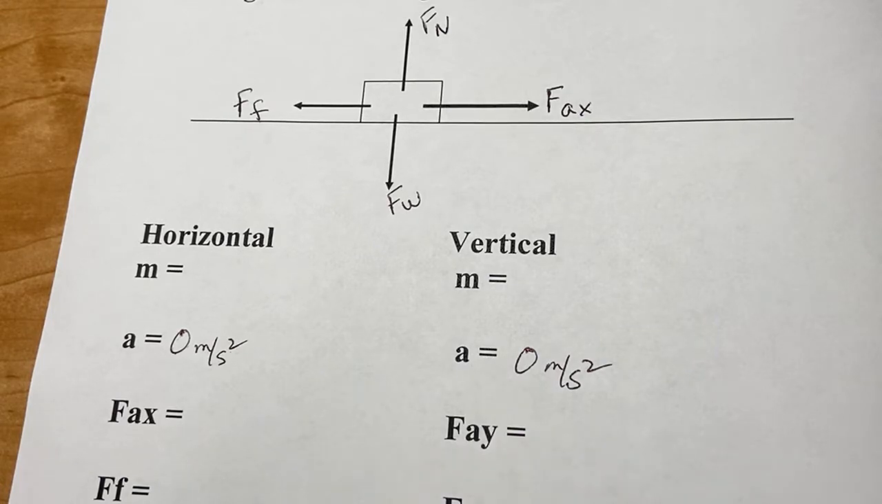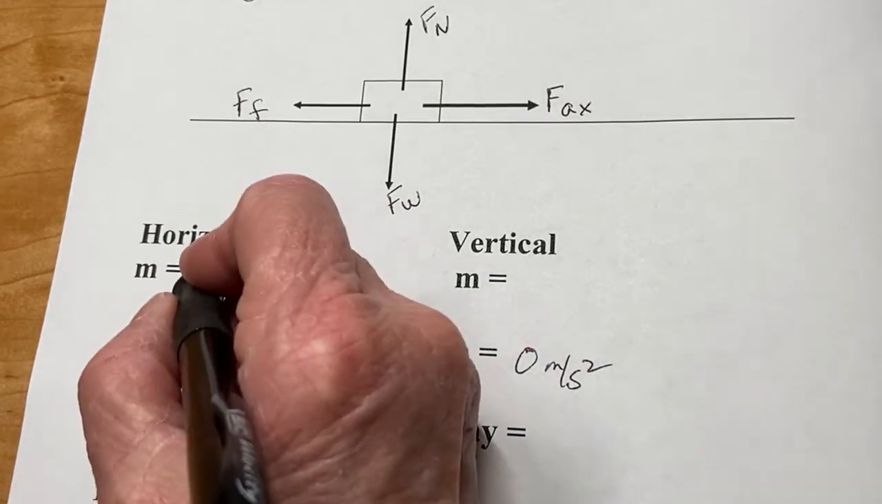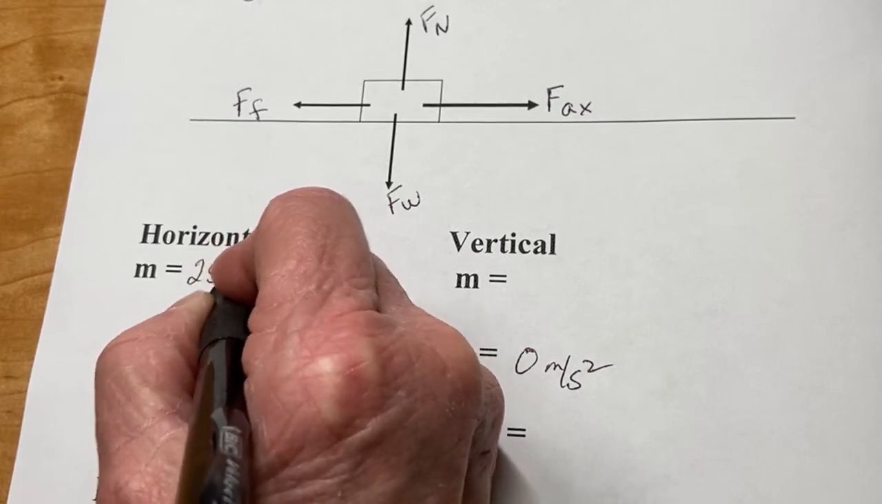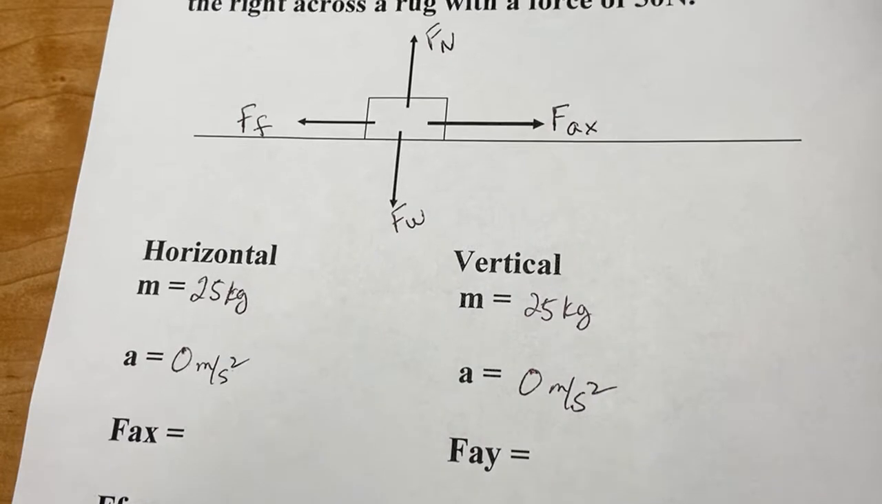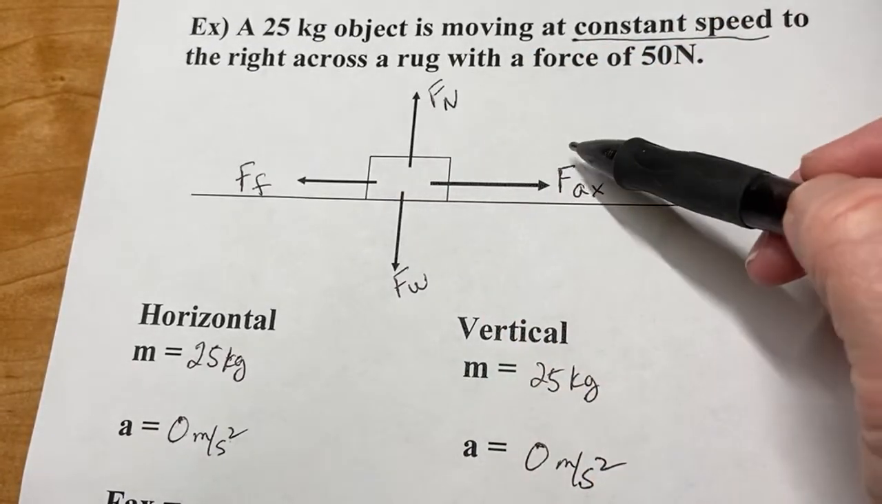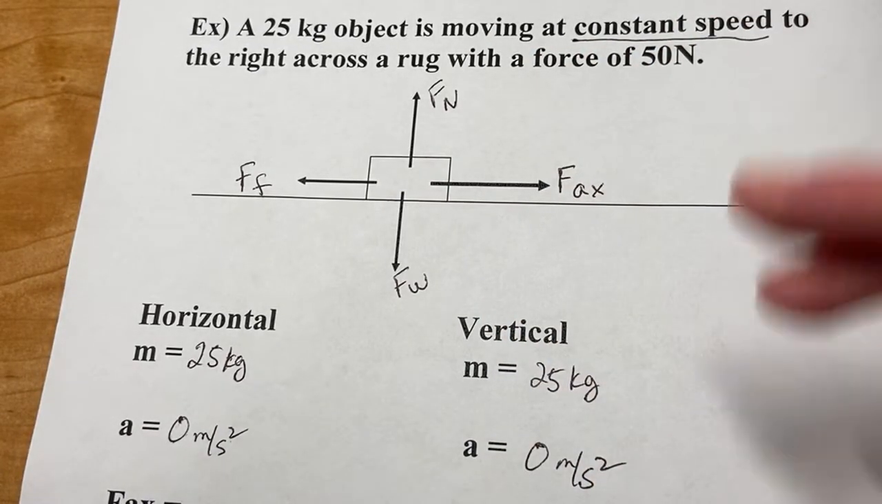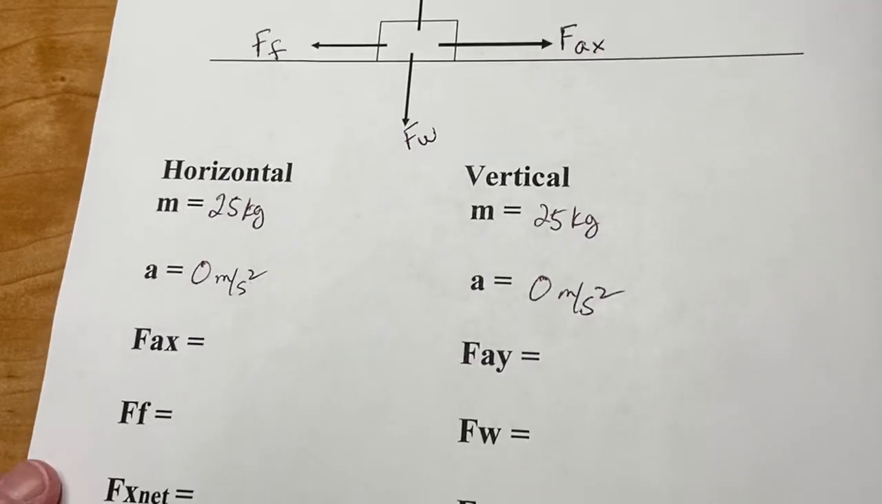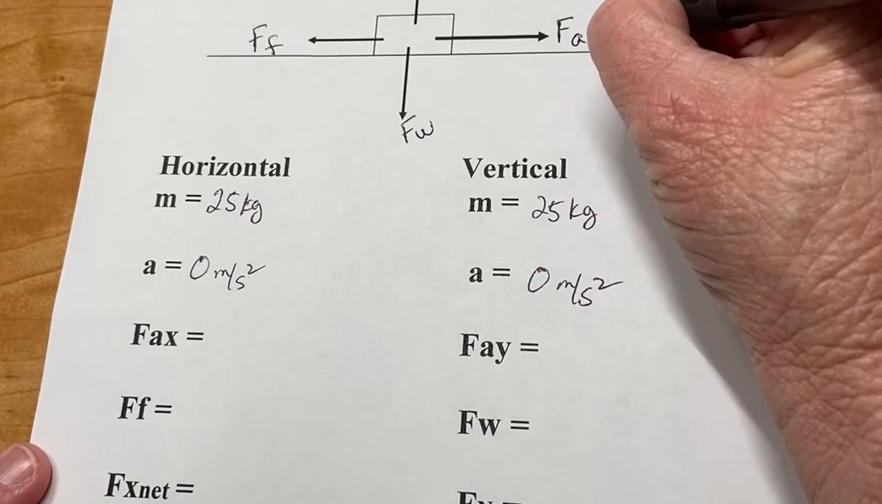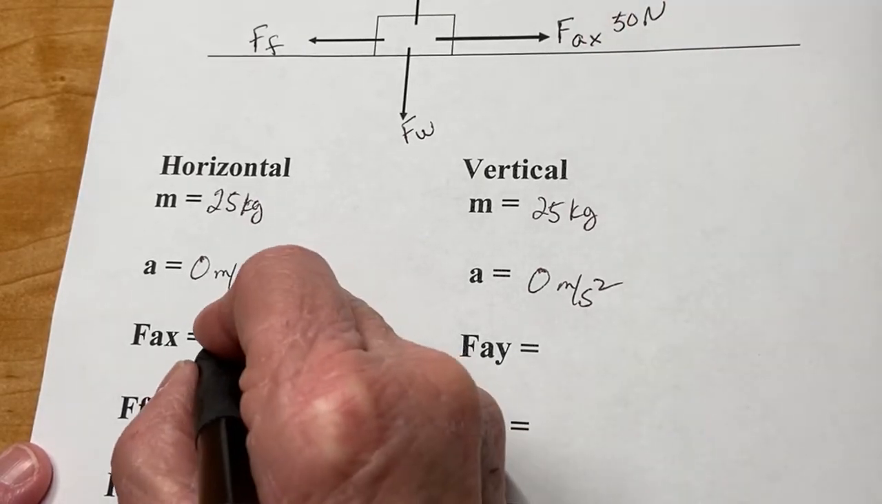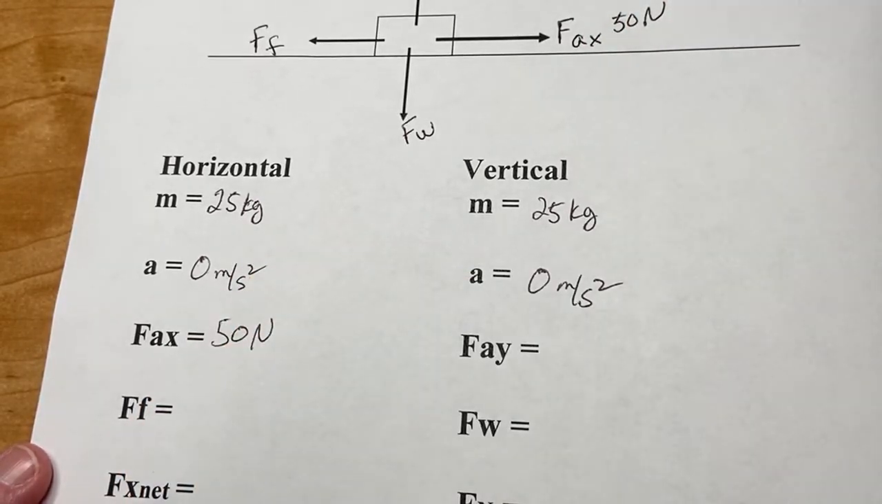And then mass, I just put it in both columns because it's not going to change. But it's 25 kilograms. And be wary when I give you a quiz because sometimes I'll say, oh, a kid is in a wagon. You have to add them together. So make sure you have the whole mass. All right, so the FAX is literally what the person is pulling with. That was 50 newtons, so 50 newtons. So those are all pretty much considered given.